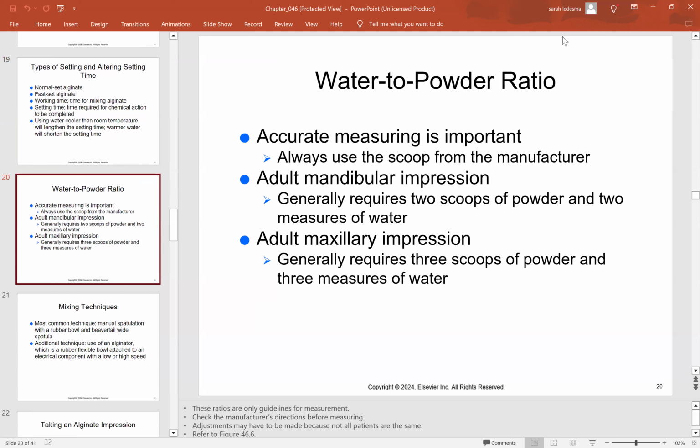Water to powder ratio, we want to use accurate measuring. When we're using alginate, we always want to use the scoop from the manufacturer. For the adult mandibular impression, typically what we're going to do is 2 scoops of powder to 2 measures of water. And then for the maxillary, we typically do 3 scoops of powder to 3 measures of water.